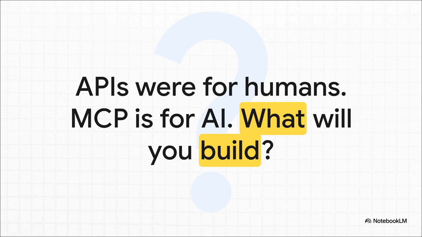So let's leave it with this thought. For the last couple of decades, APIs have been built for humans. They were designed for a developer to sit down, read the docs, and write code. MCP, this is different. It's the first real standard built from the ground up for AIs to talk to the world. It is a completely new foundation for a new era. So the real question is, what are you going to build with it?